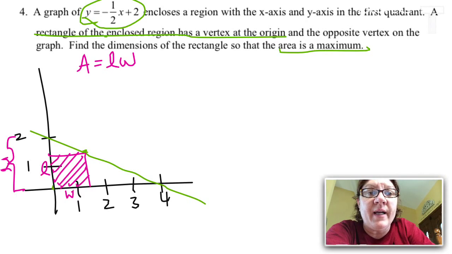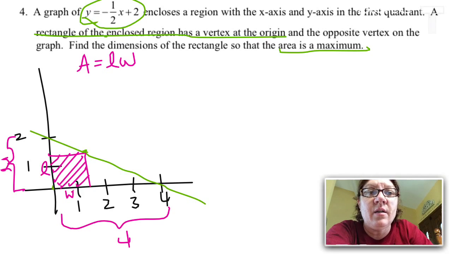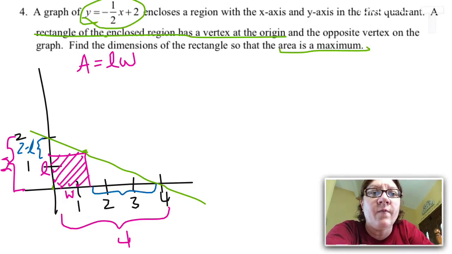And of course, I know this whole distance is 4. So I could find these little tiny pieces here, like this one would be 2 minus L, and this one here would be 4 minus W.